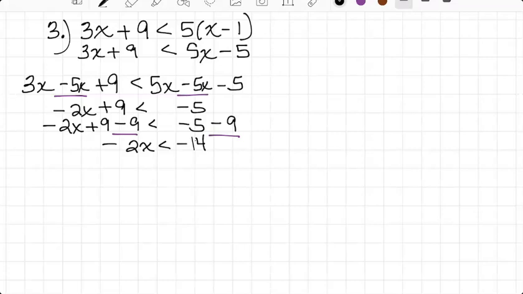To finish this problem off, I have to divide by negative 2. I'm dividing by a negative, so automatically I know I'm going to have to flip my inequality. Multiply or divide both sides of the inequality by a negative, and you flip the direction of the inequality. So I have x is greater than 7. Negative 14 divided by negative 2 is 7.